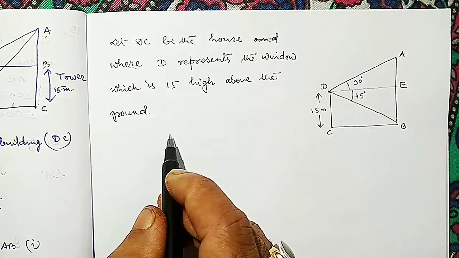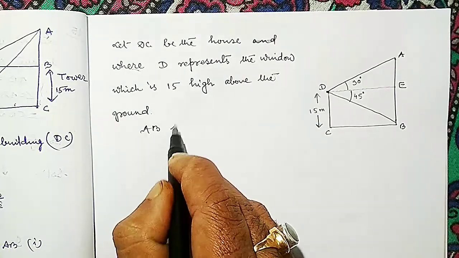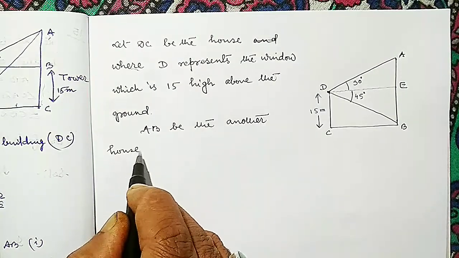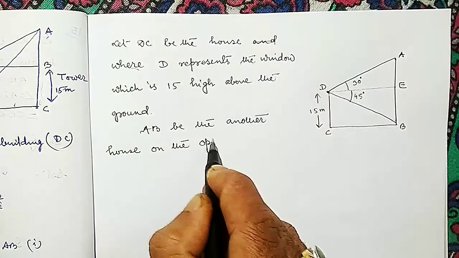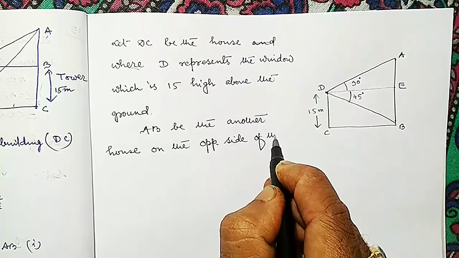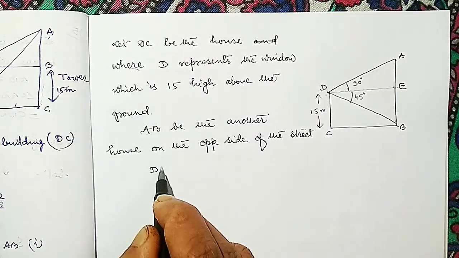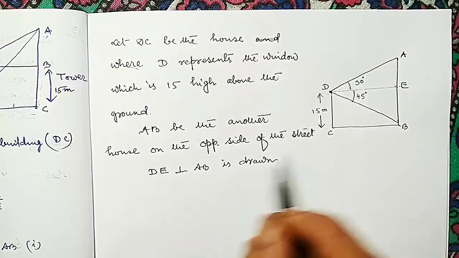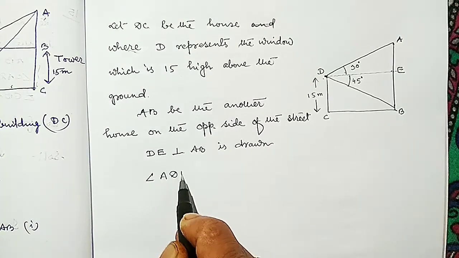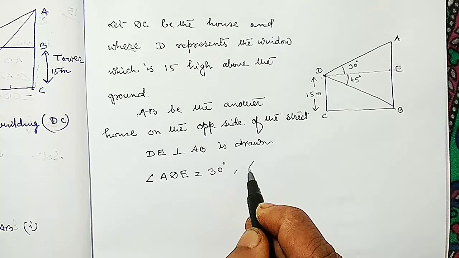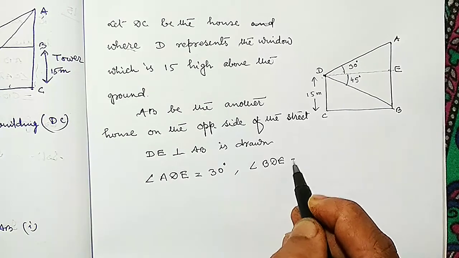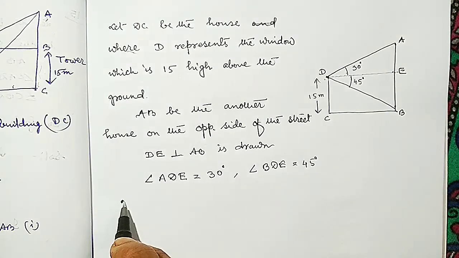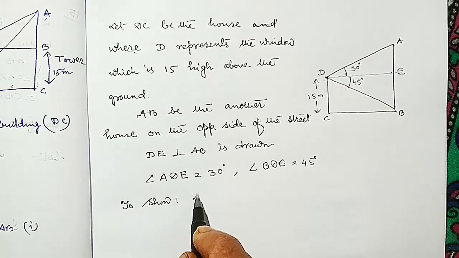Now here AB is the another building. So we can write AB be the another house on the opposite side of the street. DE perpendicular to AB is drawn. Here angle ADE is given as 30 degrees. Angle BDE is given as 45 degrees. And we have to prove height of AB is 23.66 meter. So to show AB equals to 23.66 meter.